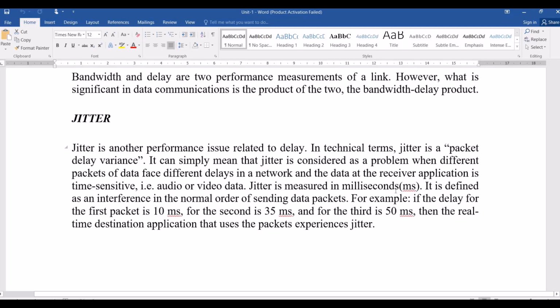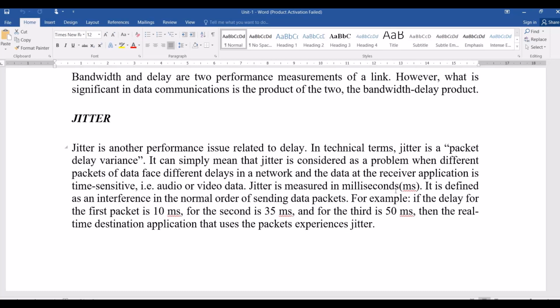Then the last point: jitter is one of the performance issues related to delay. In technical terms, jitter is the packet delay range. Jitter is considered a problem when different packets of data face different delays in a network and the data at the receiver application is time sensitive, that is audio or video. Jitter is measured in milliseconds. It is defined as the interference in the normal order of the sent data packets. For example, if the delay for the first packet is 10, for the second packet is 35, and for the third packet is 50 milliseconds, the real-time destination applications that use the packets experience jitter.